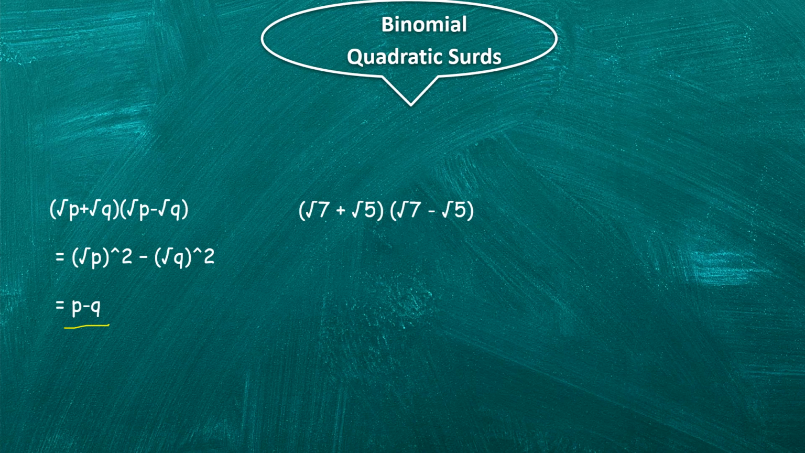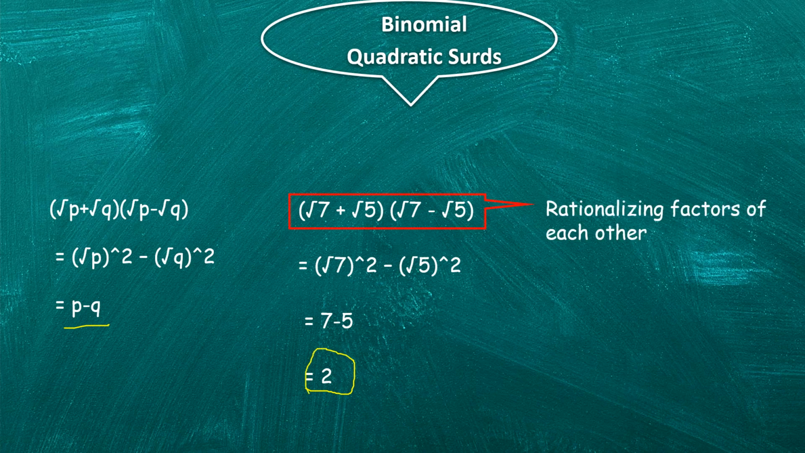Root 7 plus root 5, root 7 minus root 5. So according to the formula, if we take root 7 square minus root 5 square, the answer is a rational number. So these are conjugate pairs. The factors we are taking here, that is root 7 plus root 5 and root 7 minus root 5, are nothing but conjugate pairs, and these are rationalizing factors of each other.